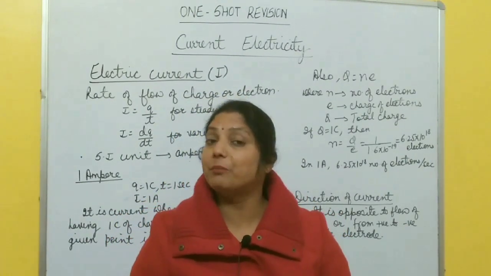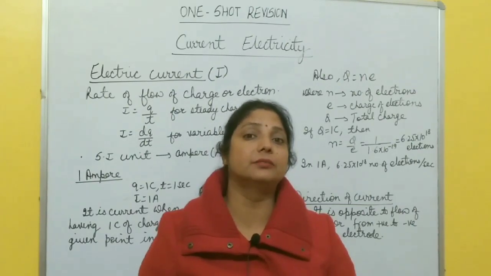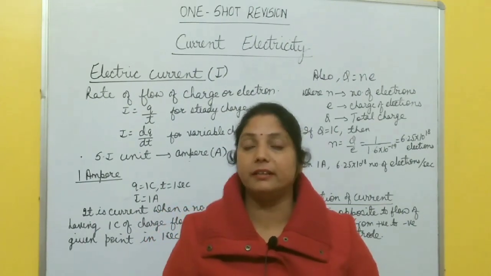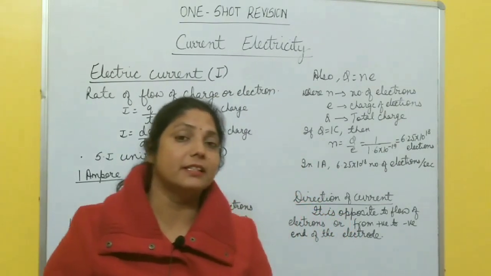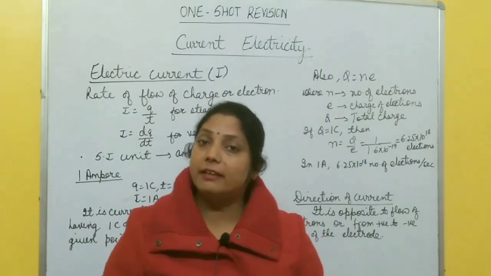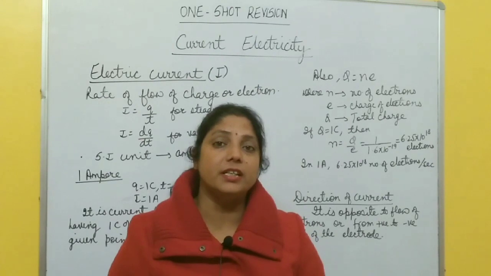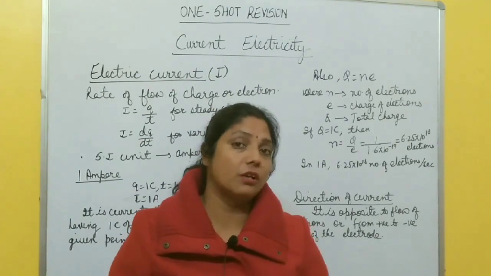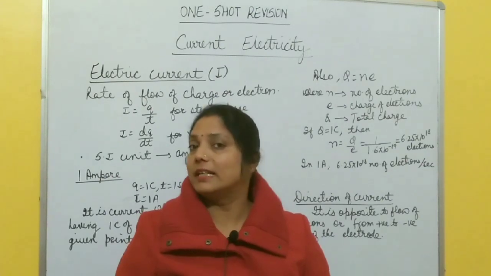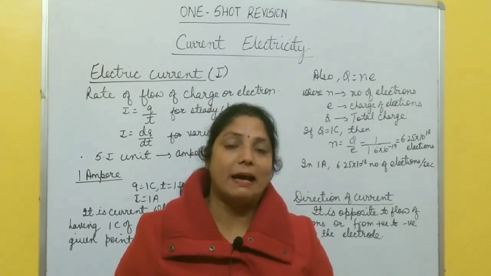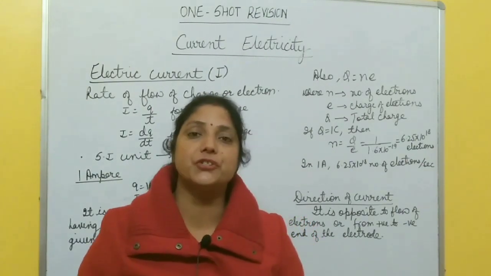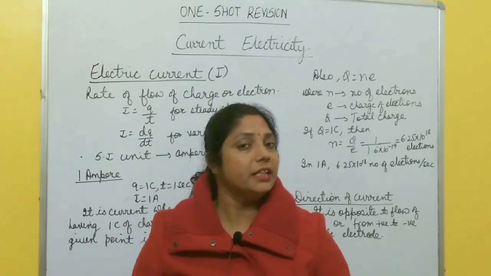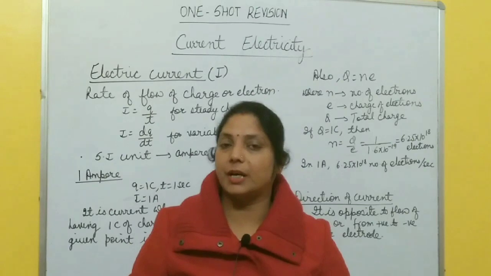But there are very important topics in this chapter like drift velocity, the relation between drift velocity and current, then conductance, Ohm's law, electrical resistance, resistivity, the limitations of Ohm's law, then Kirchhoff's first and second law, cells connected in series and parallel, then Wheatstone bridge, potentiometer. All these topics are very, very important. And I will cover each and every topic of this chapter, right?